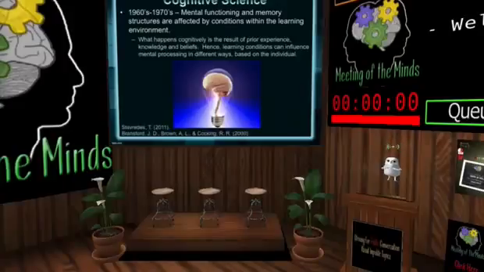And what they found out is that there are physiological connections and experiential connections with somebody's prior experience, knowledge, and beliefs that change a person's behavior. In other words, learning conditions can influence the mental processing of somebody in different ways based on that individual. Okay? And I'm going to just give you a little bit of an example now, and then I'll talk about it later. For example, I have an aversion to portobello mushrooms.